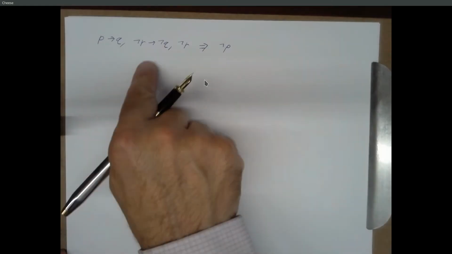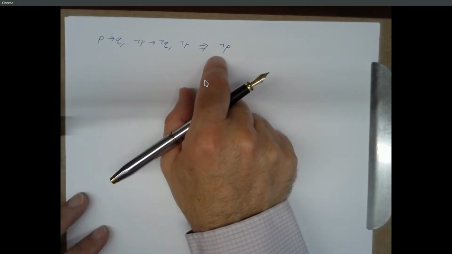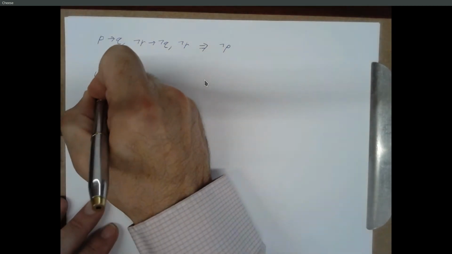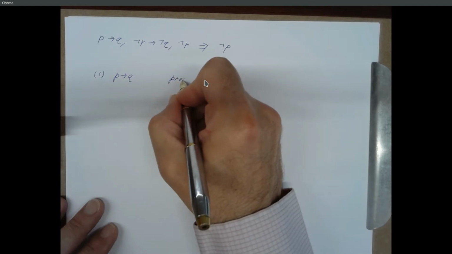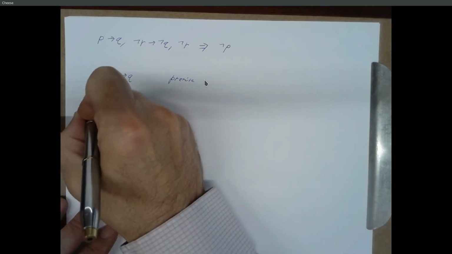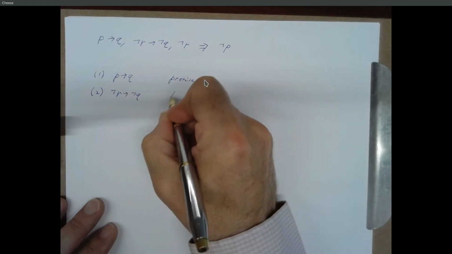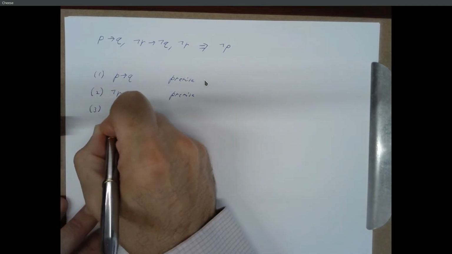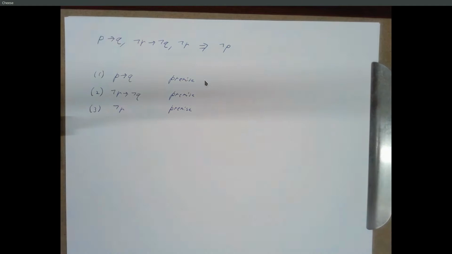So P implies Q, not R implies not Q, not R. All of that leads to not P. So I could write this as follows. Statement 1, P implies Q. That's given. That's a premise. Statement 2, if not R, then not Q. That's a premise. Statement 3 is not R. That's a premise.